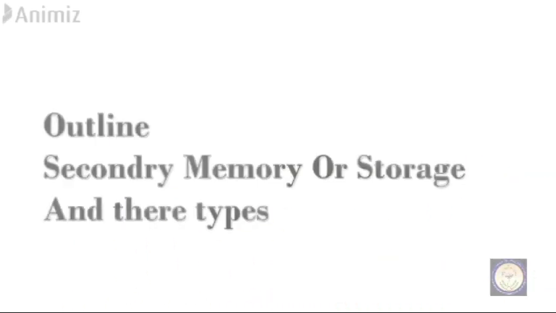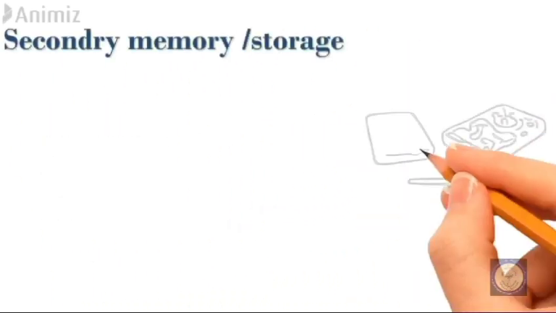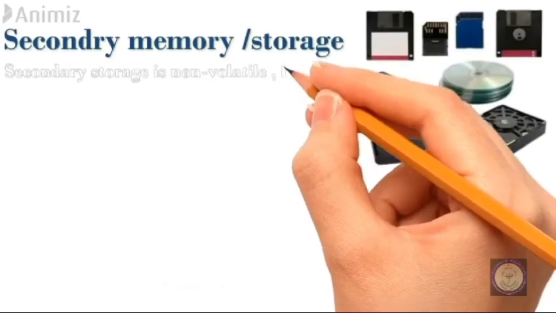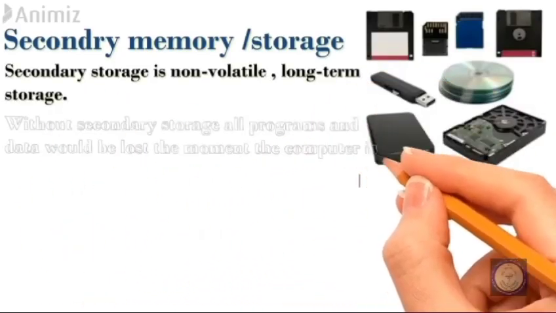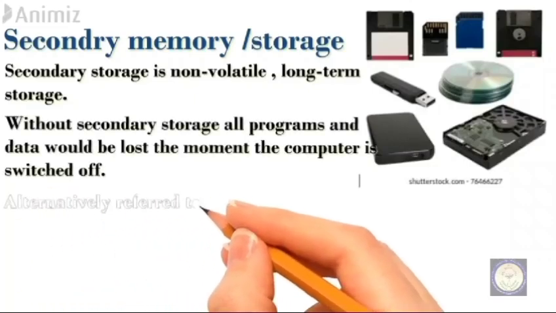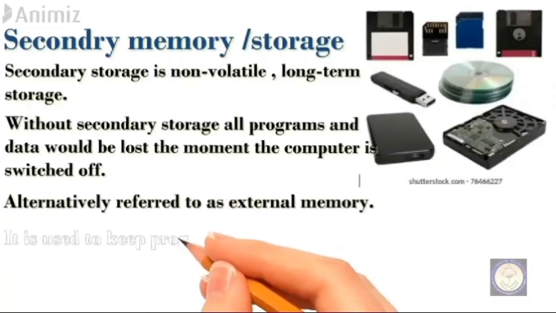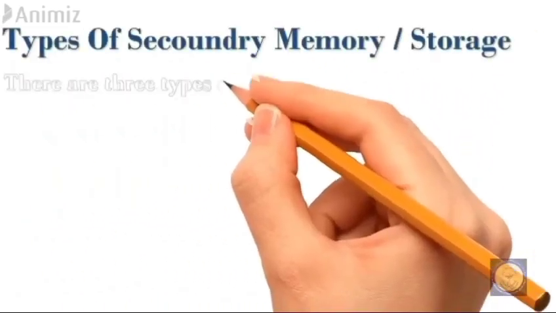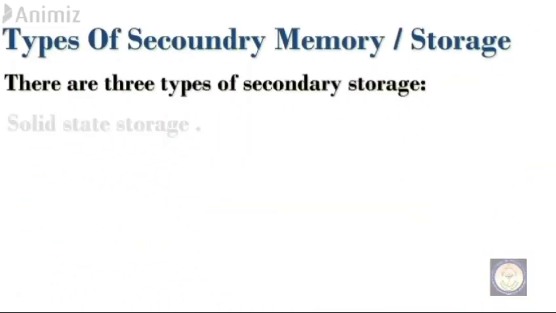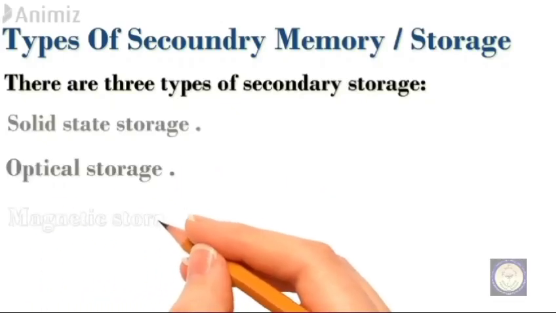Secondary memory, or external storage, is non-volatile storage used to store data permanently. Unlike primary memory, RAM, it retains data even when the device is powered off. Secondary memory includes several types. There are three types: solid-state storage, optical storage, and magnetic storage.